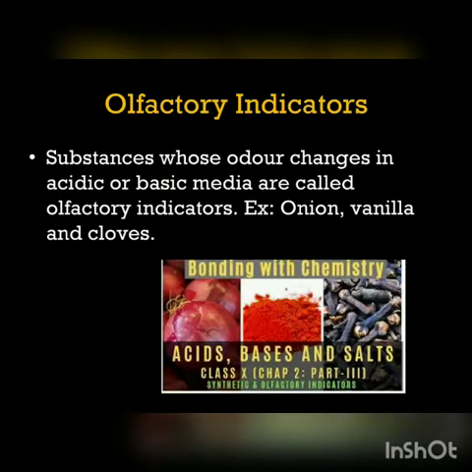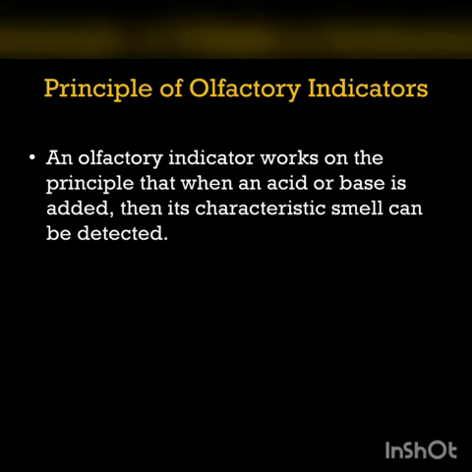Olfactory indicators. Substances whose odor changes in acidic or basic media are called olfactory indicators. Examples: onion, vanilla, and cloves. Principle of olfactory indicators: olfactory indicators work on the principle that when an acid or base is added, its characteristic smell can be detected.